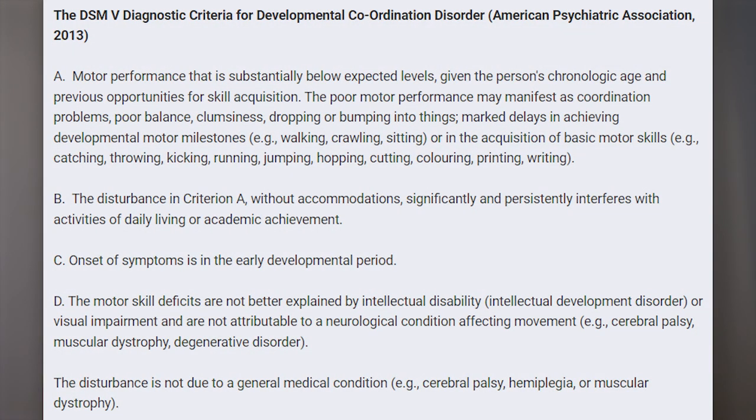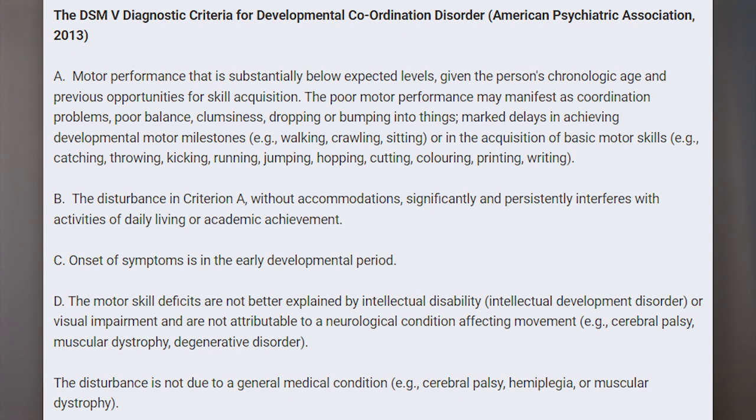To get started, let's look at what the DSM-5 criteria is for someone to be considered to have DCD. A, motor performance that is substantially below expected levels given the person's chronologic age and previous opportunities for skill acquisition. The poor motor performance may manifest as coordination problems, poor balance, clumsiness, dropping or bumping into things, marked delays in achieving developmental motor milestones, e.g. walking, crawling, sitting, or in the acquisition of basic motor skills, e.g. catching, throwing, kicking, running, jumping, hopping, cutting, coloring, printing, writing.